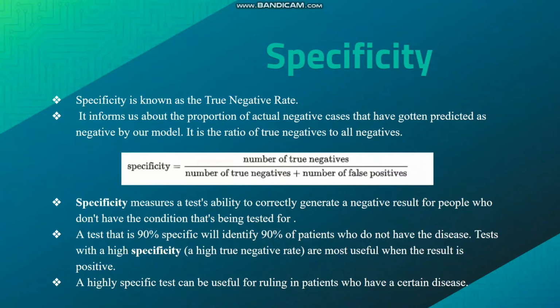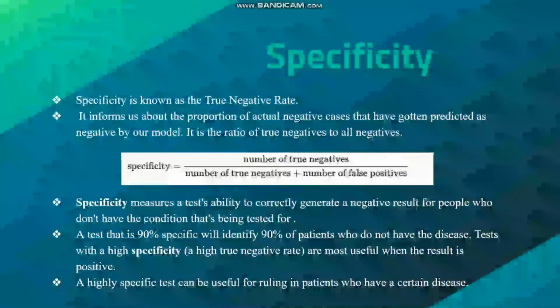Tests with high specificity, meaning high true negative rate, are most useful when the result is positive. For example, if a person does not have cancer but the report shows that they have cancer, meaning false positive, then it may lead to panic attack, heart attack, trauma, unnecessary years of treatment, etc. A highly specific test can be useful for ruling in patients who have a certain disease.